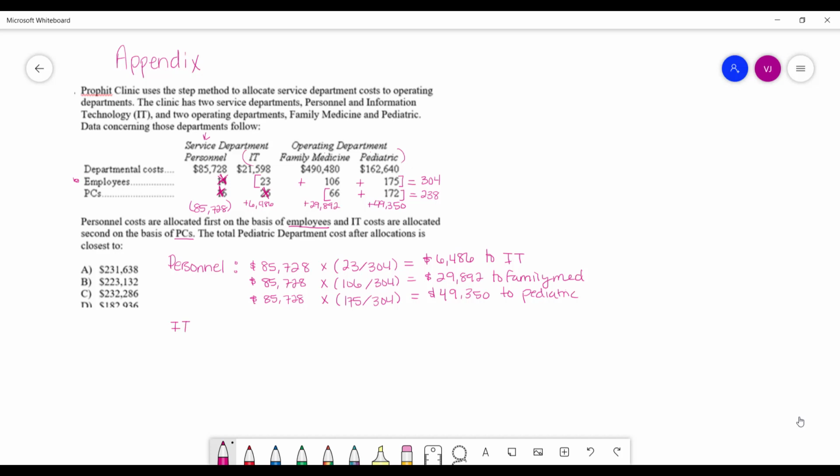But for the IT department, we're not just going to be allocating 21,598 of costs of IT. The total costs in the IT department have since changed, right? We added some costs to the IT department. So the IT department costs to allocate are as follows. It's the original IT costs of 21,598 and the allocated costs from the personnel department, which is 6,486. So the overall IT costs that I need to allocate comes out to $28,084.